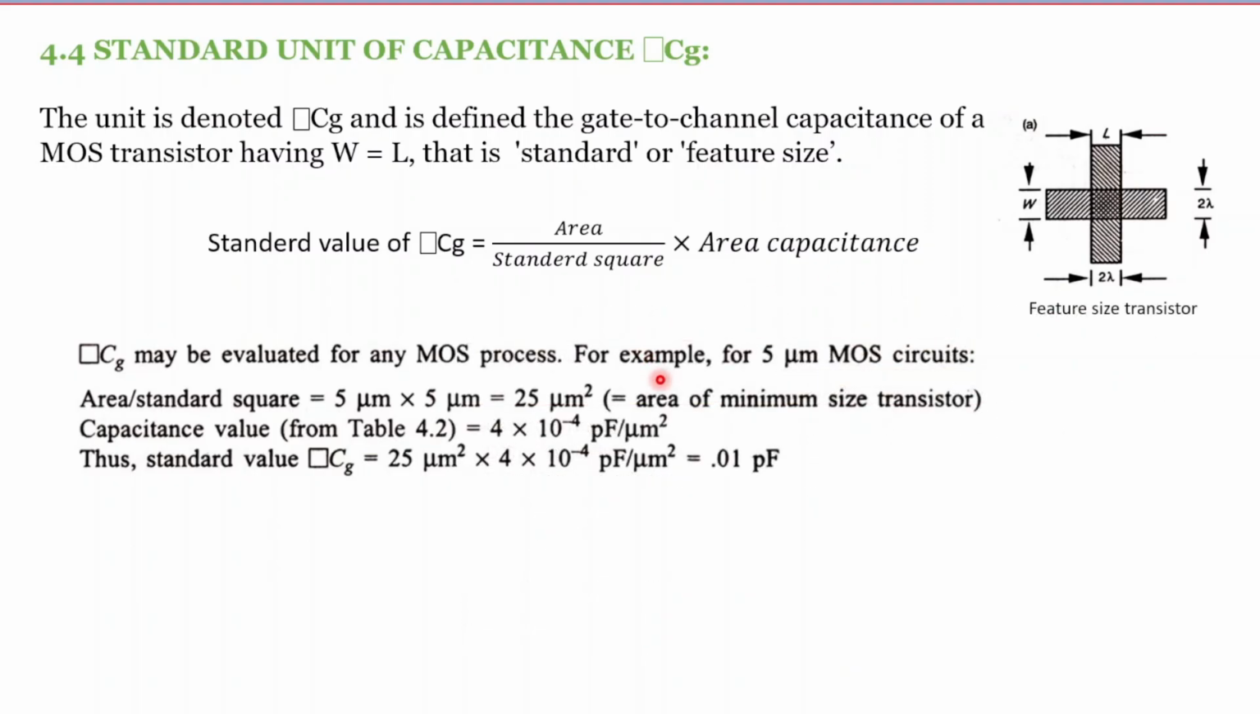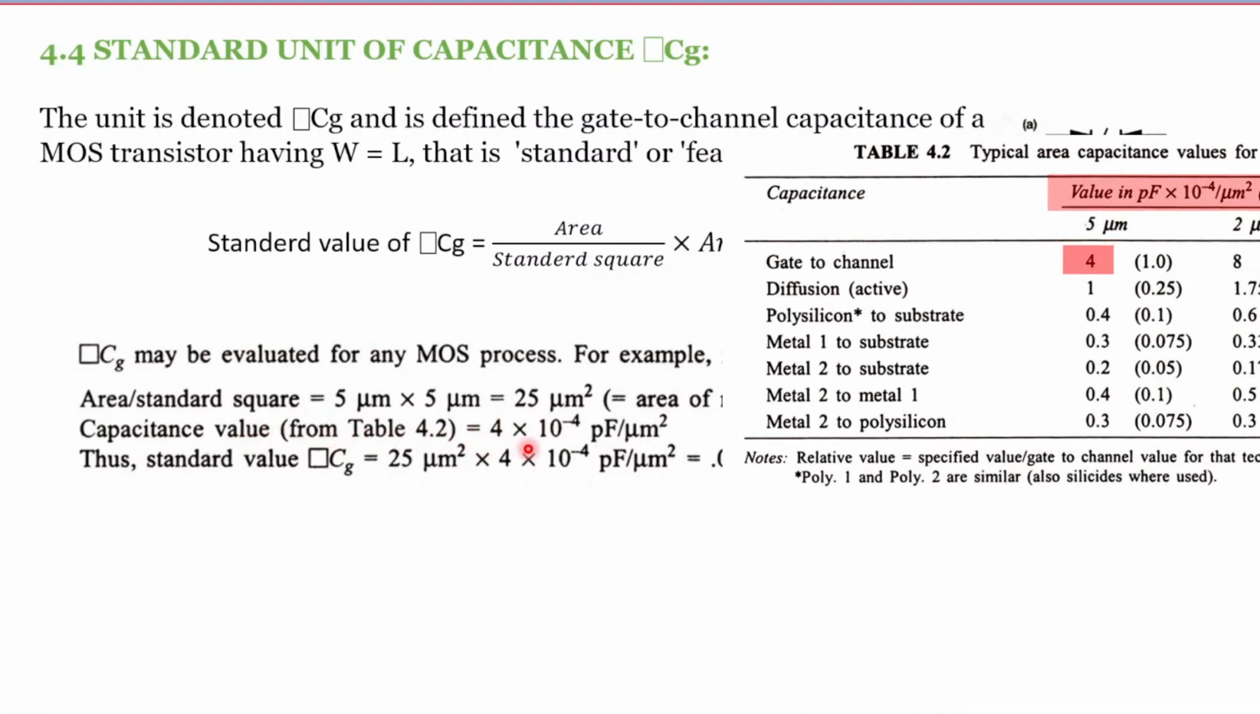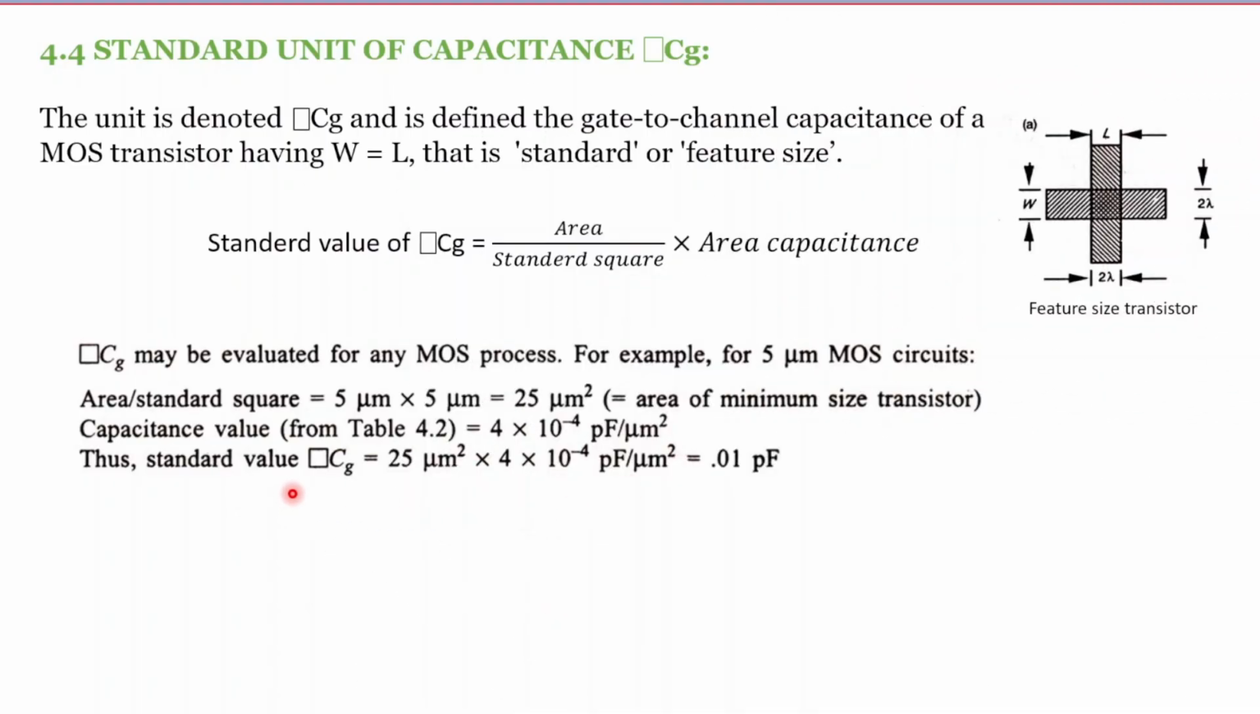For example, if we take 5 micrometer technology, the area per standard square will be 5 micrometer multiplied by 5 micrometer, that is 25 micrometer square. And the capacitance value from the table is 4 into 10 to the power minus 4 picofarad per micrometer square. So the standard value of Cg is 25 micrometer square multiplied by 4 into 10 to the power minus 4 picofarad per micrometer square, resulting in 0.01 picofarad.